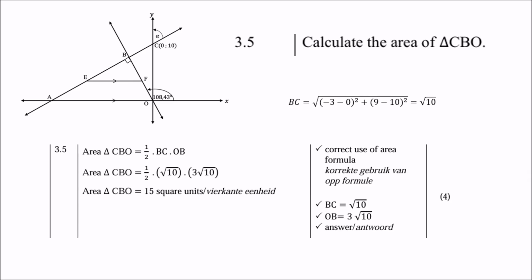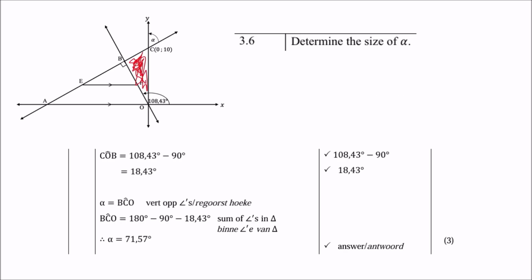Now at 3.6, we must determine the size of alpha. We have a quick look, where is alpha? Then we start by looking at what's happening inside triangle OBC. Inside triangle OBC, angle COB. Have a quick look. COB. Remember that is 108,43. If I take away the 90 degrees, which is angle COX, can you see that 90? Then we get angle COB as 18,43.